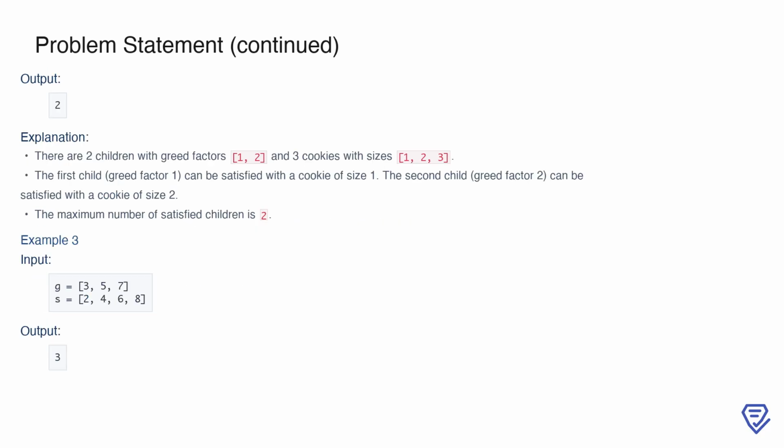Now, let's look at another example. Here, the greed factors are g equals 1, 2 for 2 children, and the cookie sizes are s equals 1, 2, 3 for 3 cookies. The output is 2, meaning both children can be satisfied. The first child, with a greed factor of 1, can be satisfied with a cookie of size 1. The second child, with a greed factor of 2, can be satisfied with a cookie of size 2. There's even an extra cookie of size 3, but it remains unassigned since there are only 2 children. This example shows how efficient allocation of cookies can maximize the number of satisfied children.